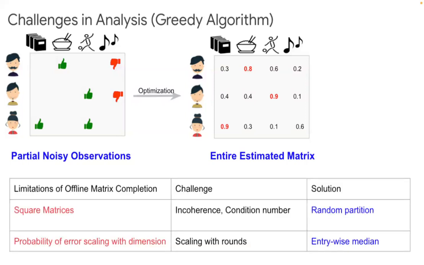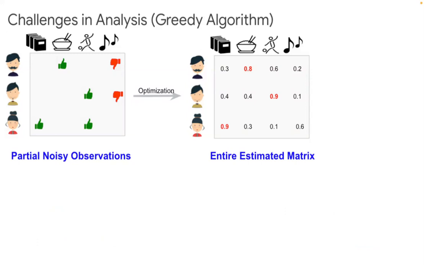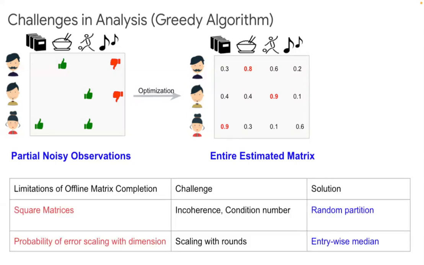Although the greedy algorithm is quite simple, recall that at the end of the exploration period, we used the offline low rank matrix completion algorithm to estimate the true reward matrix from the set of partial noisy observations, right? And as I mentioned before, this offline low rank matrix completion algorithm comes with several assumptions. So let me go over these assumptions, or the limitations of the existing offline low rank matrix completion algorithms, which we needed to tackle to convert the guarantees into regret guarantees in our online setting.